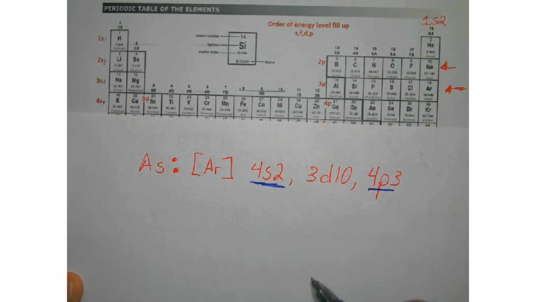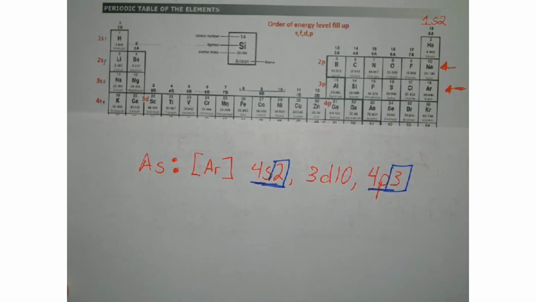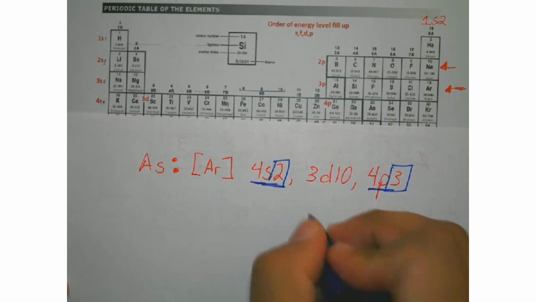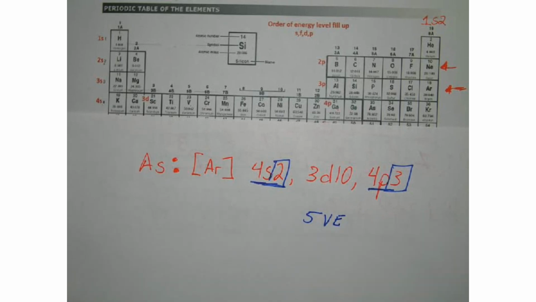So if we want to count valence electrons, we only count the highest energy level. In this case, it's 4. So we're only going to count the electrons on the 4s and 4p. So how many valence electrons does arsenic have? He has 5 valence electrons. Was that hard? No. That was pretty simple, right? 5 valence electrons.